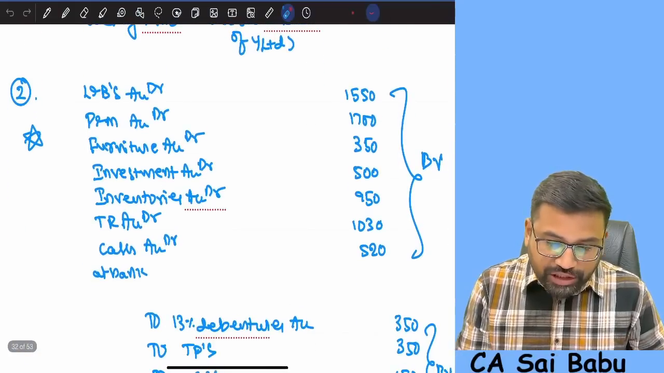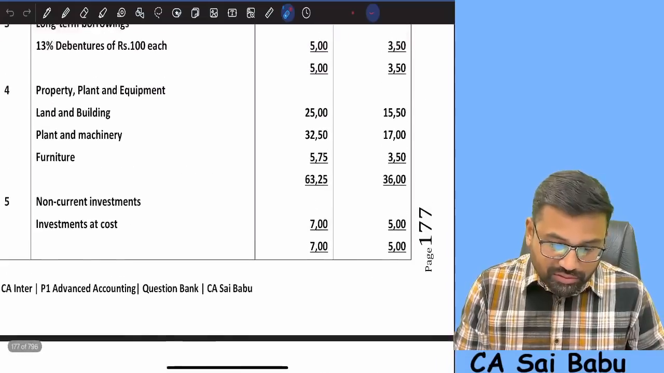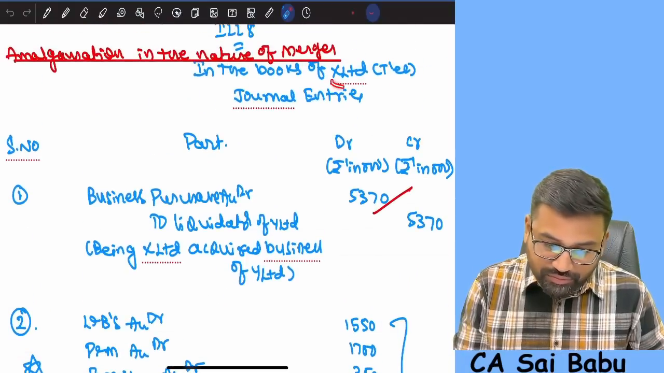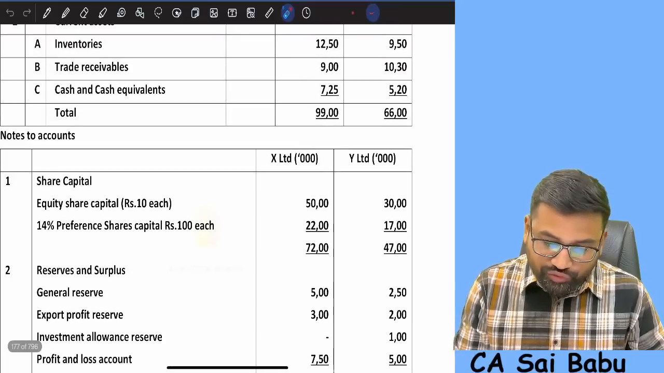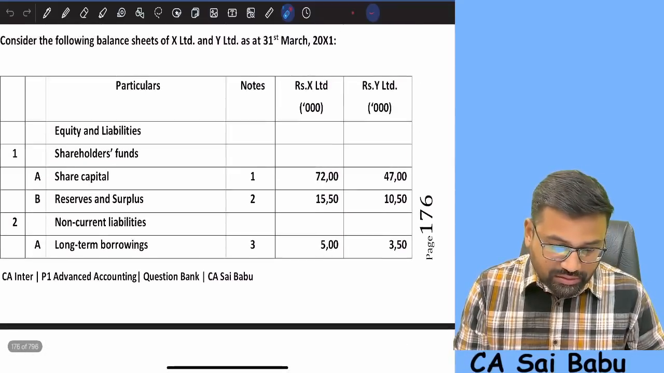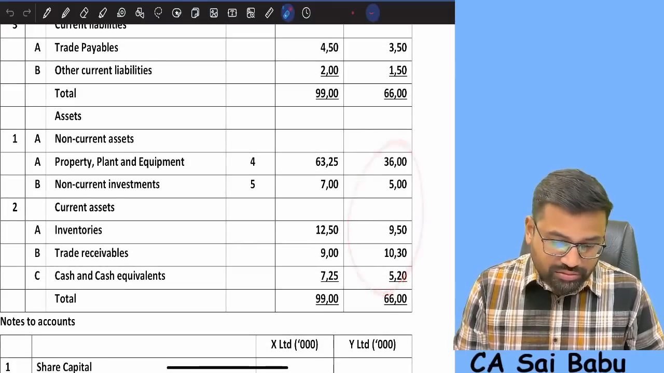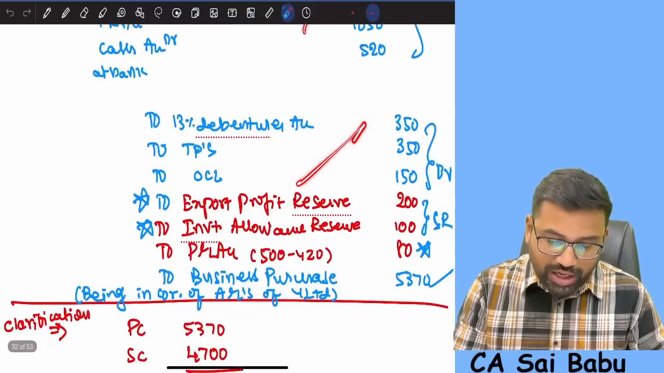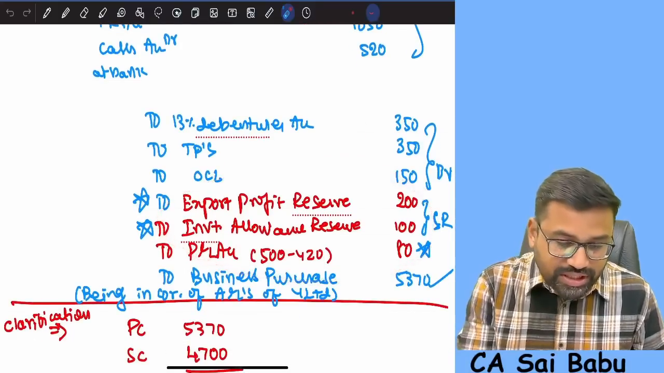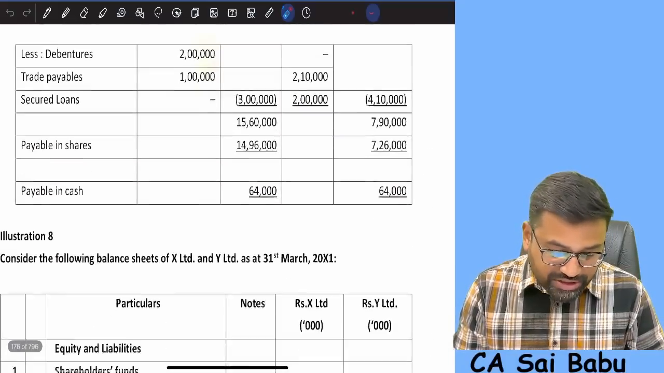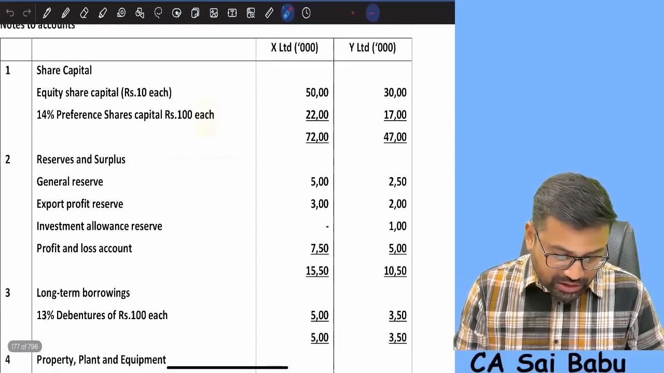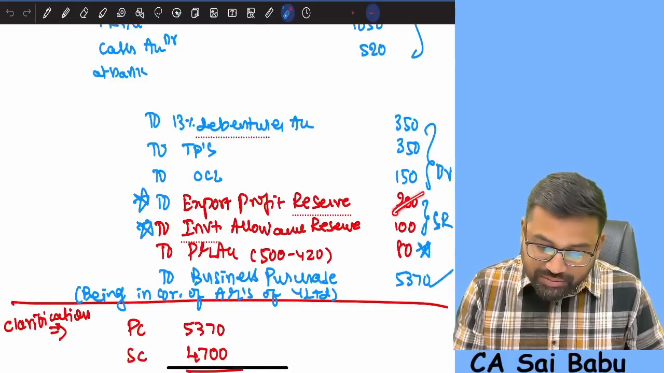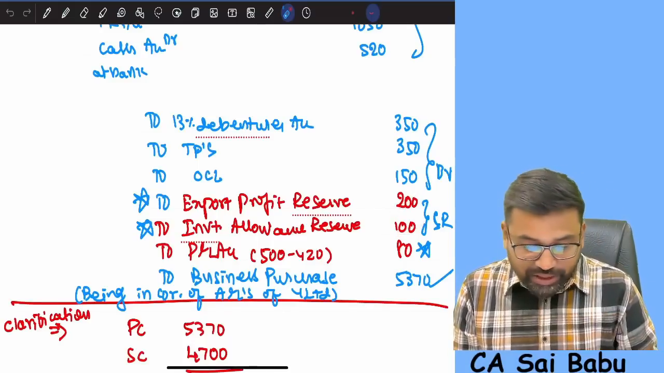The transferee company incorporates all assets of the transferor company. X limited is the transferee. So in Y limited, what are all the assets there? All assets we will incorporate in our books. All liabilities we will incorporate in our books, including statutory reserves. In the books of the transferor company, there are some statutory reserves, like for example in this question, export profit reserve and investment allowance reserve. These are also taken over, because this is amalgamation in the nature of merger. Everything will be taken over.